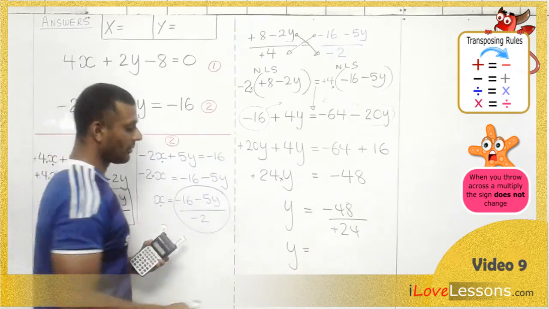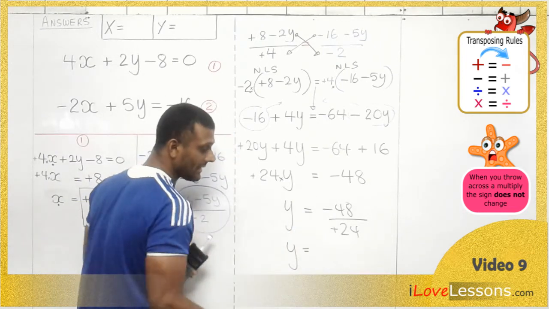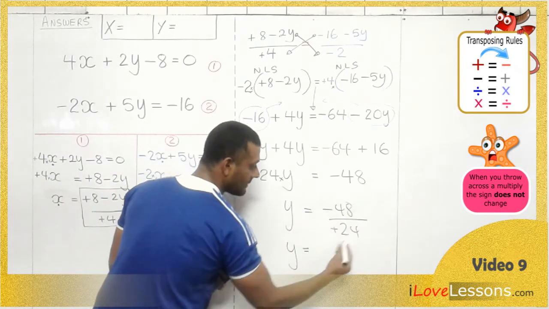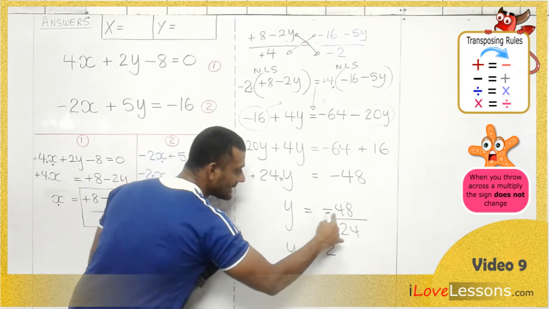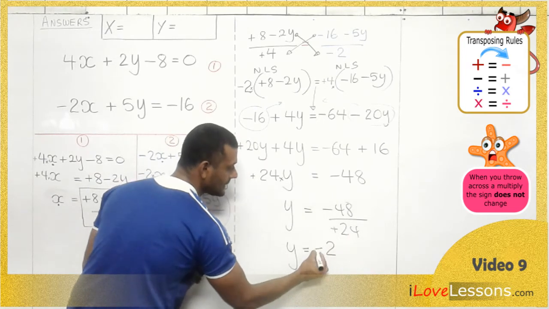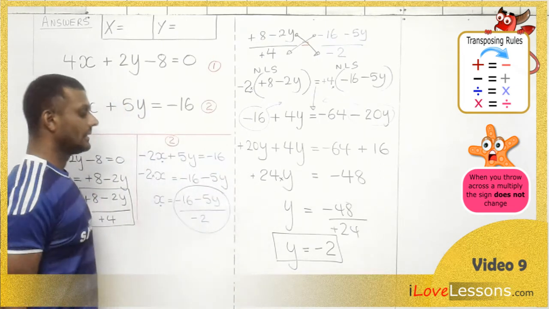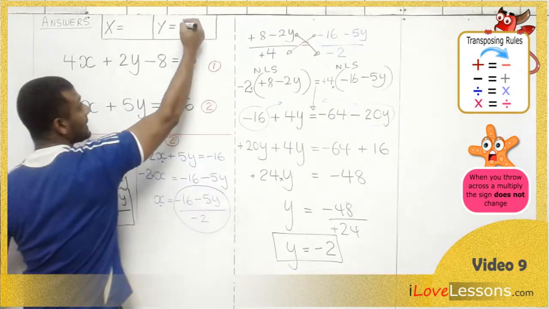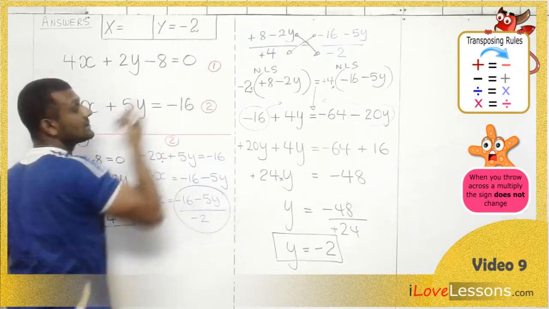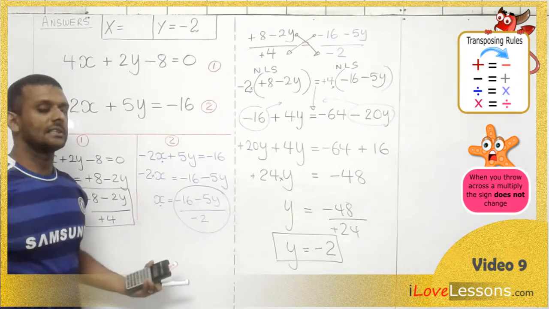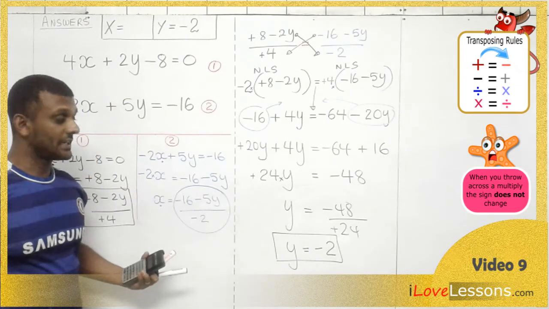99% finished once more. We're dividing, so we can use the N, the L, and the S. 48 divided by 24 is 2. A negative divided by a positive is a negative. We have just solved for y. So now I know the answer for y. Y is minus 2. We just have to solve for x now, and then we'll be finished.